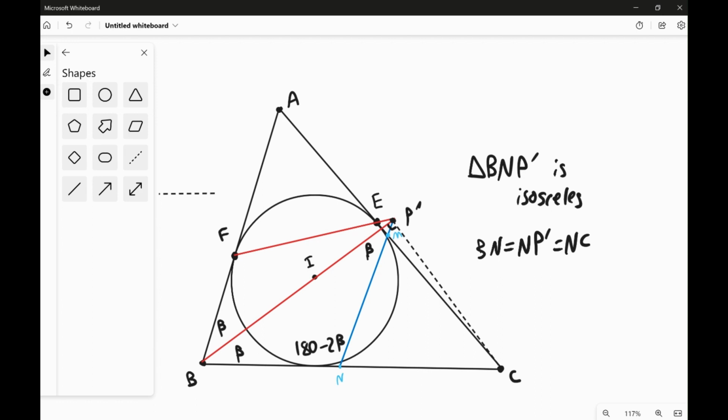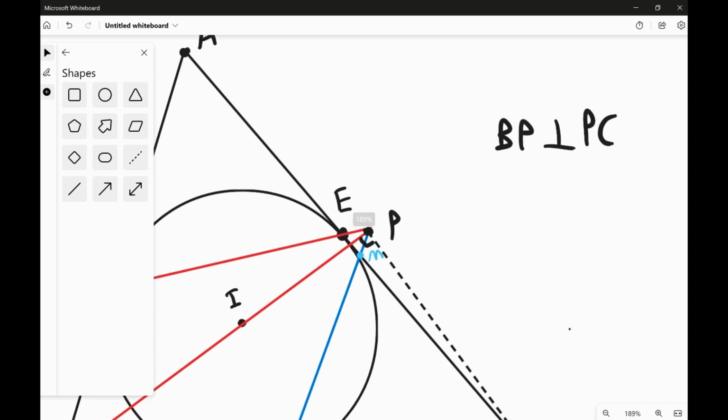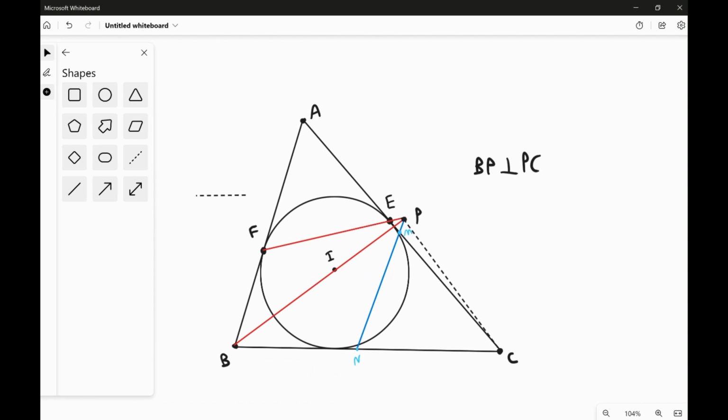So what we'd like to show is that if P were equal to P prime, then, let me go ahead and get rid of all of this stuff here, we'd like to show that BP is perpendicular to PC, as this would imply that it's a right angle, and we'd be done. So how can we get started on this one? So we know that angle BPC is equal to angle IPC as well.